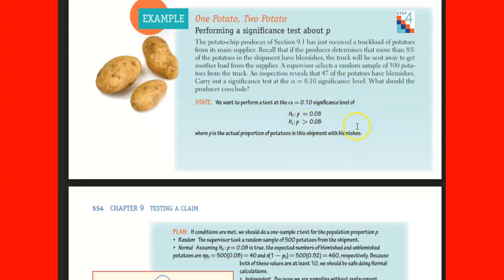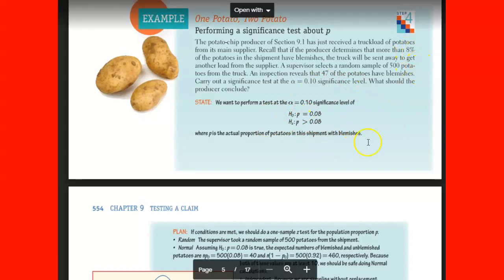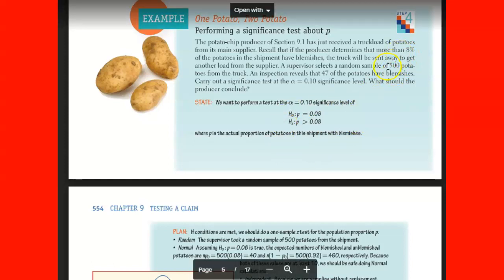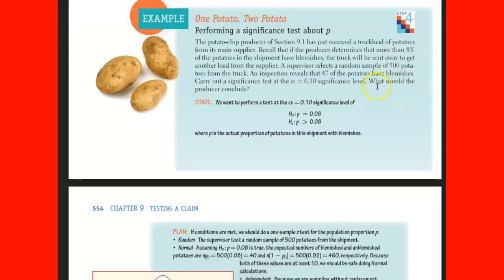So they do a hypothesis test. Just because we get 8.1%, the truck driver is going to go, wait a minute, maybe you just got a bad sample. Or just because we got 7.9%, maybe we just got lucky. So we do a hypothesis test because even if that truckload is 8% blemished, it doesn't mean every sample is going to be exactly 8%. So we're going to do this. 47 potatoes said, yes, I'm blemished, out of the 500 potatoes that we checked.